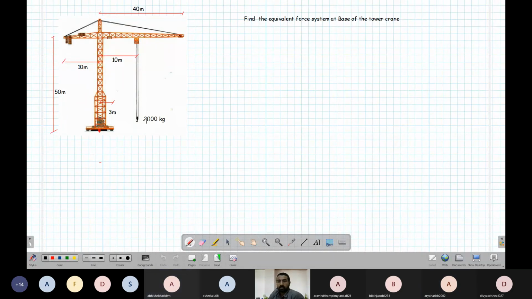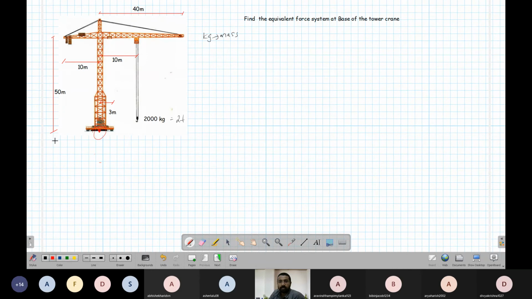So basically the question is, on the crane some weight is here. The weight I am not sure, I have not shown here. So this is 2000 kg, 2 ton. 2 tons load, 2000 kg is a mass. So kg means mass. 2000 kg is the mass it is hanging. So find the equivalent force of the system at the base of the tower. Crane base force.